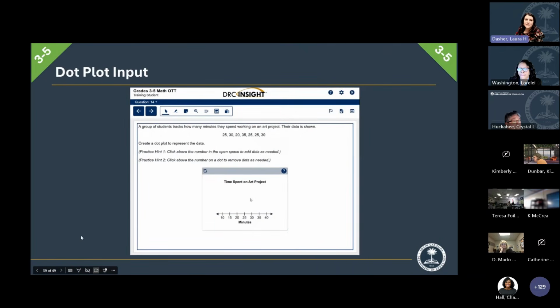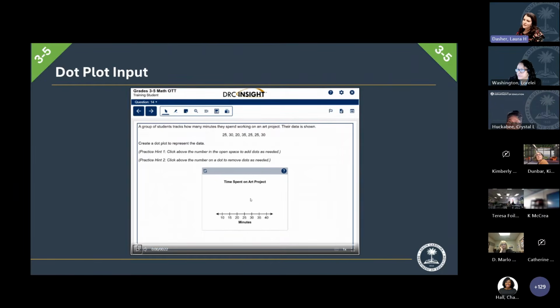The next item type is what we call dot plot input. It's number 14. So pretty simple. Students are presented with a line graph. The student is expected to respond by plotting data points to create a correct dot plot. And this item type is just for grades 3 and 4.